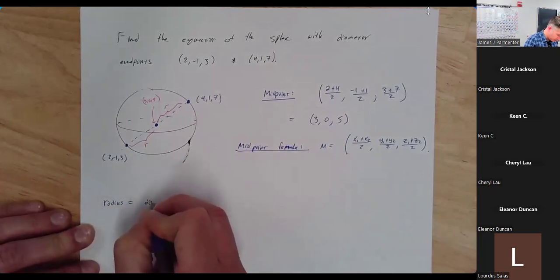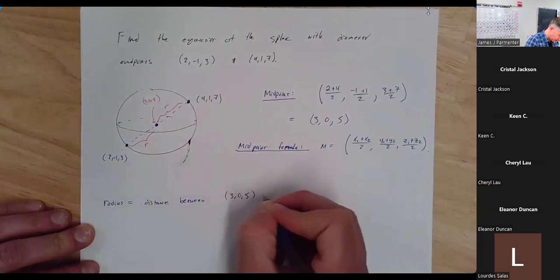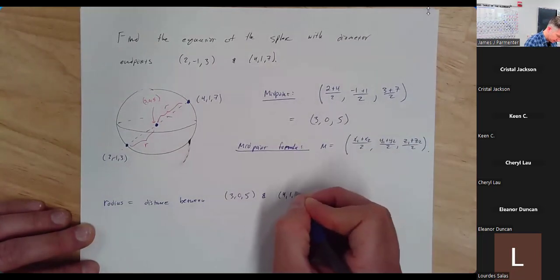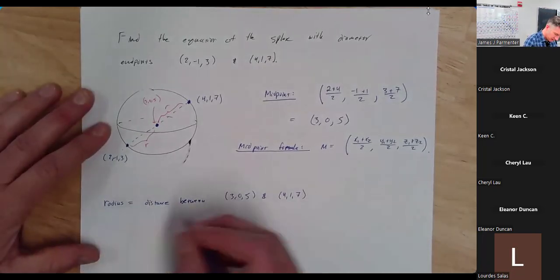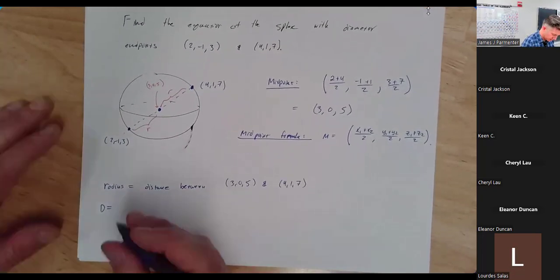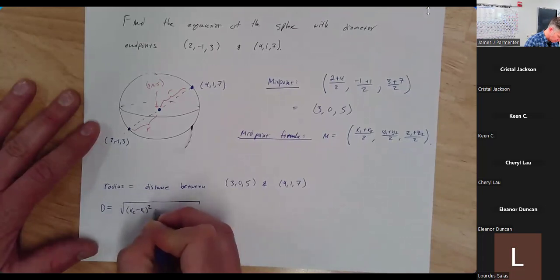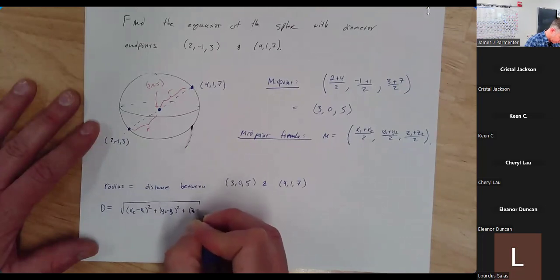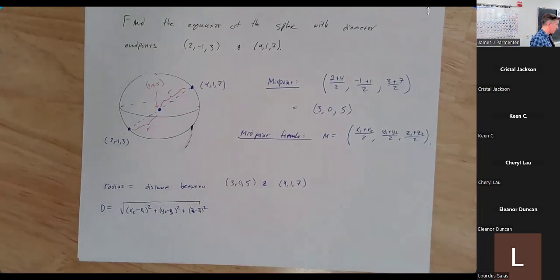So the radius is going to be the distance between (3, 0, 5) and let's say (4, 1, 7), just to keep things nice and positive. So how do you find the distance between these two points? Well, the distance formula in three dimensions is very similar to the distance formula in two dimensions. It's the square root of the distance between the x's squared plus the distance between the y's squared plus the distance between the z's squared. Just like the distance formula in two dimensions is the difference in the x's squared plus the difference in the y's squared, then take the square root of that, we're just adding on the difference in the z's squared.